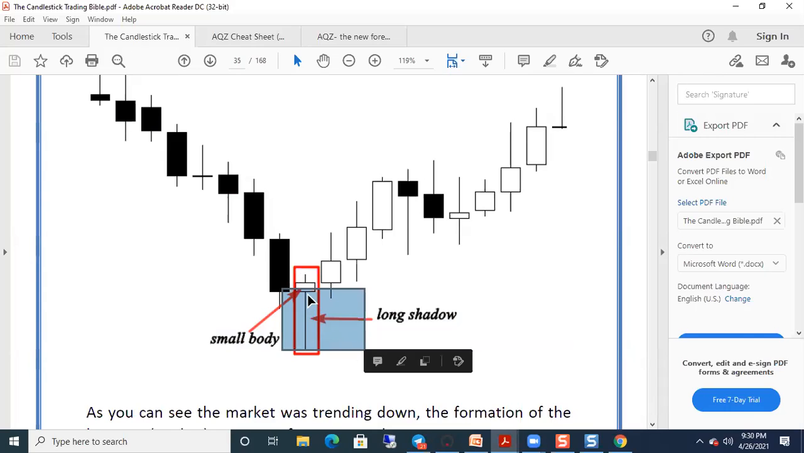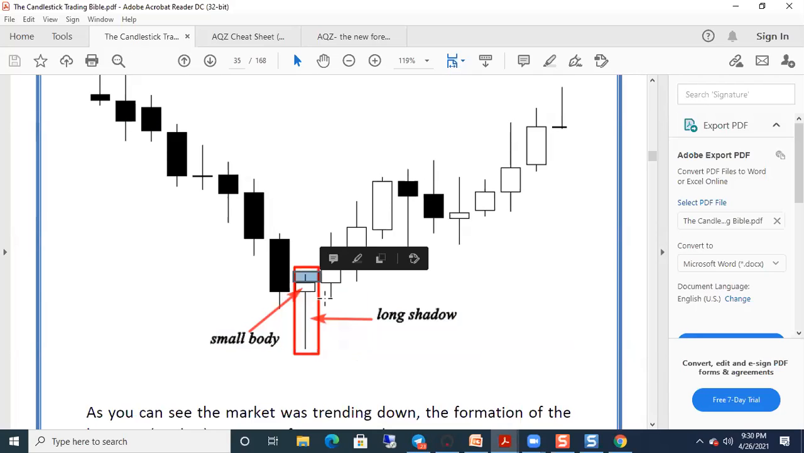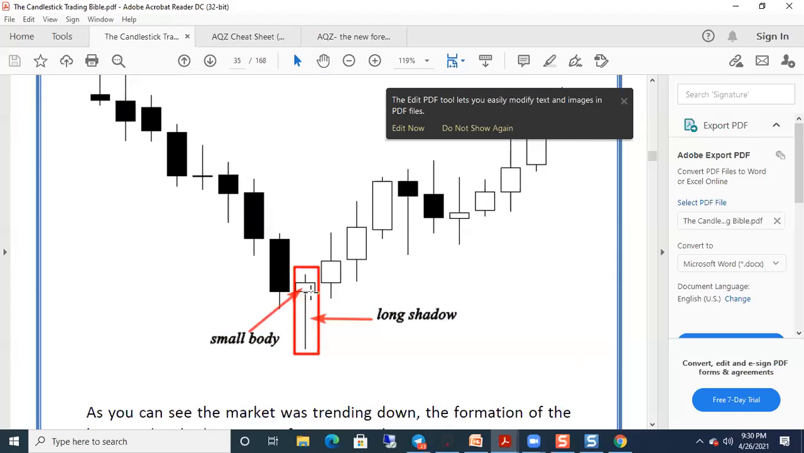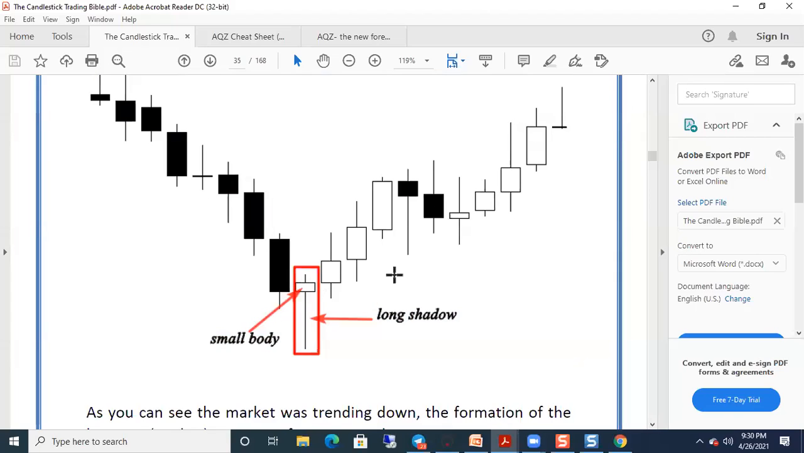The tail or the lower wick should be 2 or 3 times greater than the upper wick and 2 or 3 times greater than the body. Again, the color of the candlestick pattern doesn't matter. Now, even though we say this is a bullish scenario, right, we are still indecisive. It's still an indecision, right?